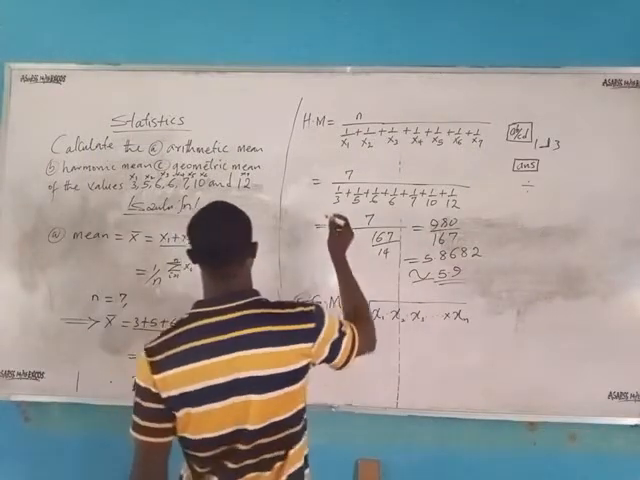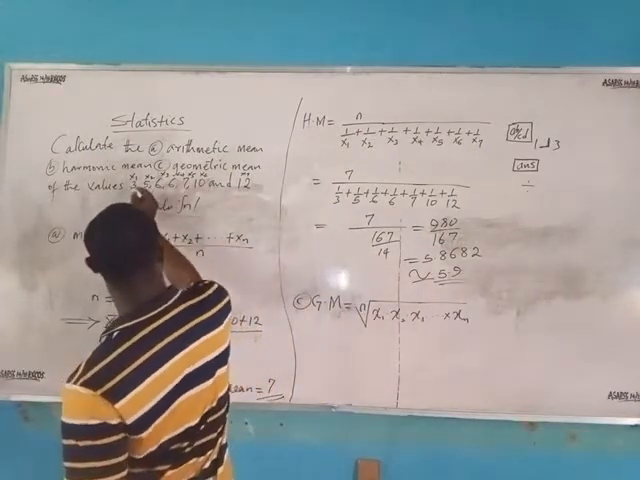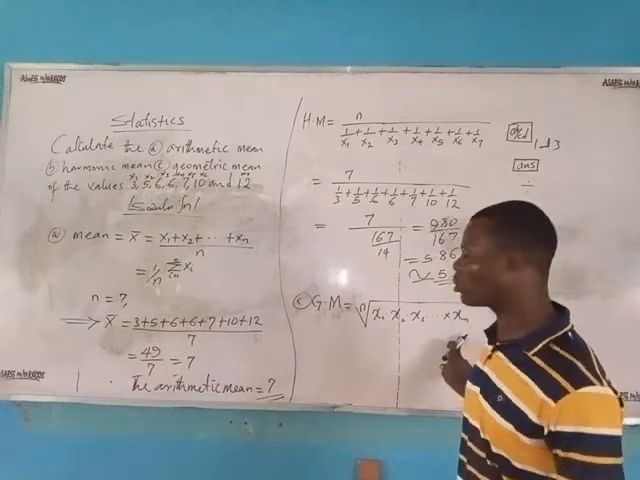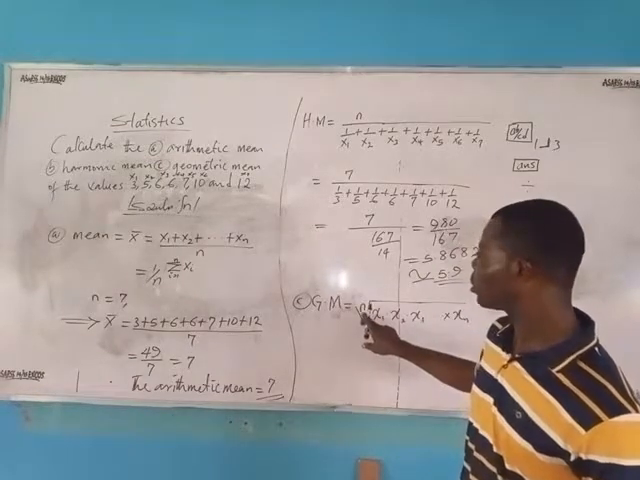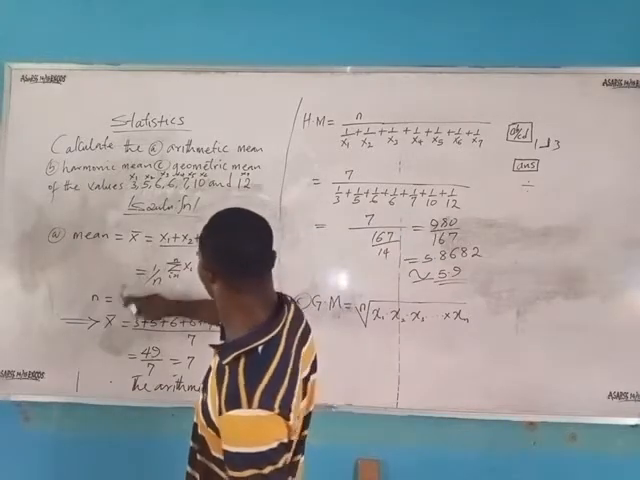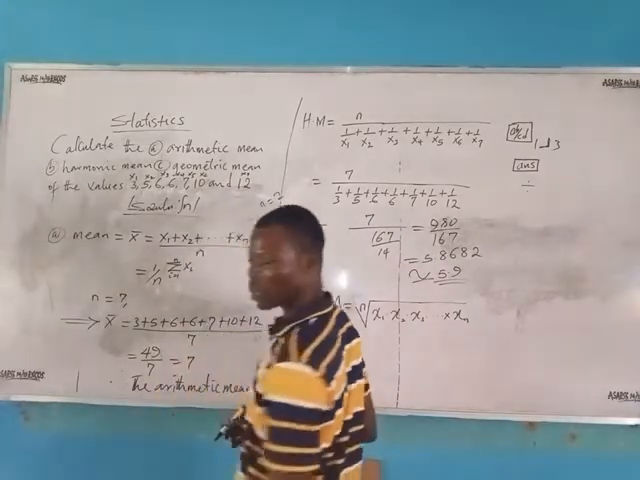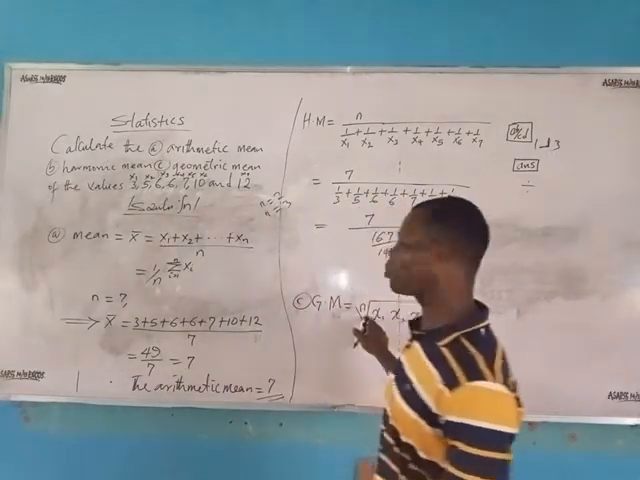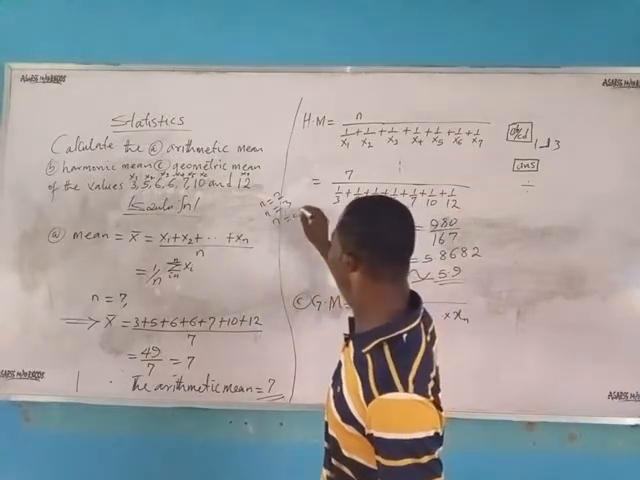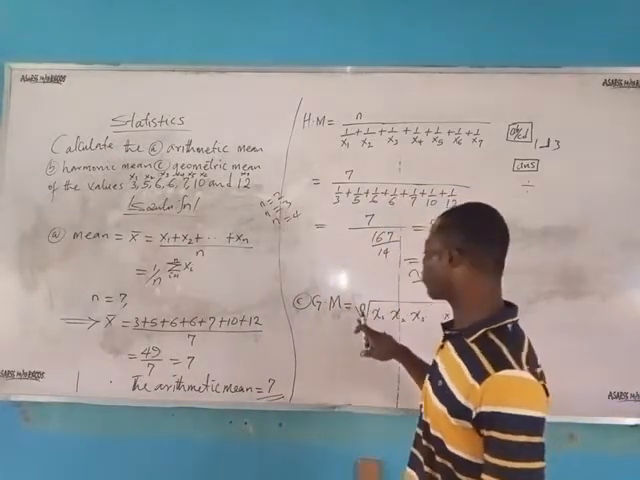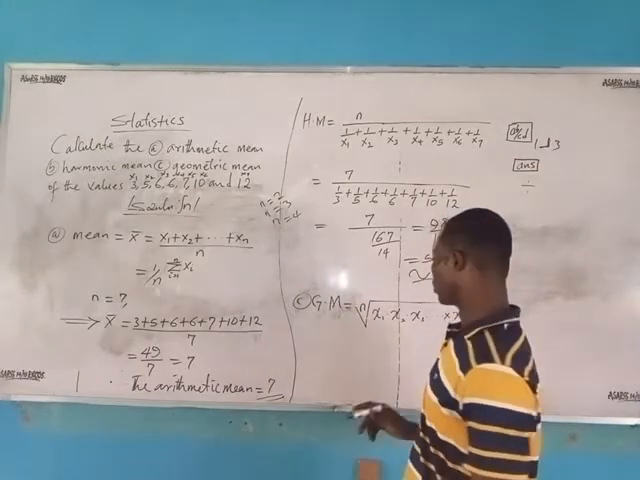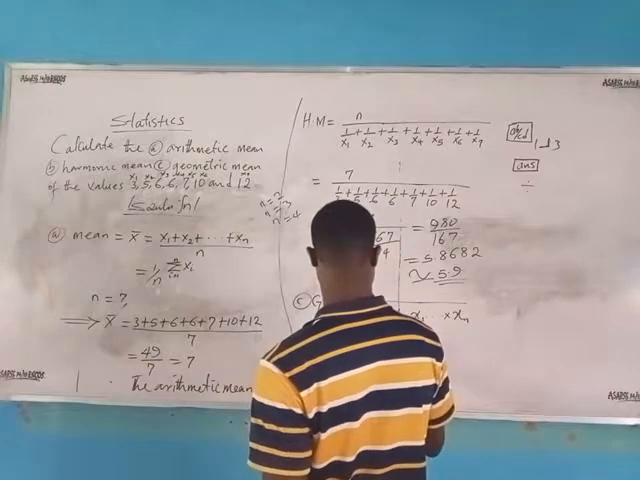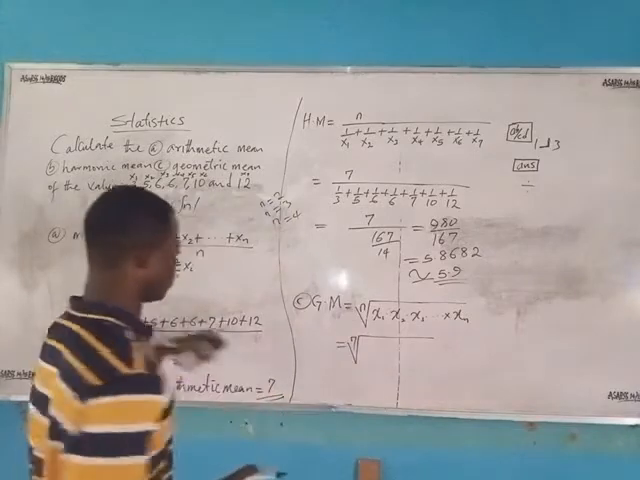So you just multiply all the set of data together and put it inside the root. Then the nth root depends on the number n. If n is 2, you are having a square root. If n is 3, you are having a cube root. If n is 4, you are having a fourth root. So whatever your n is, that is what you have here. When you substitute directly, our n is 7, so put it here.